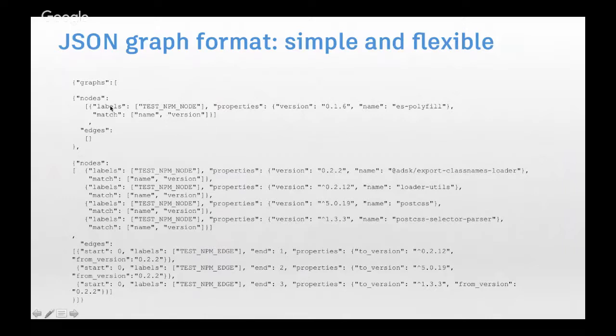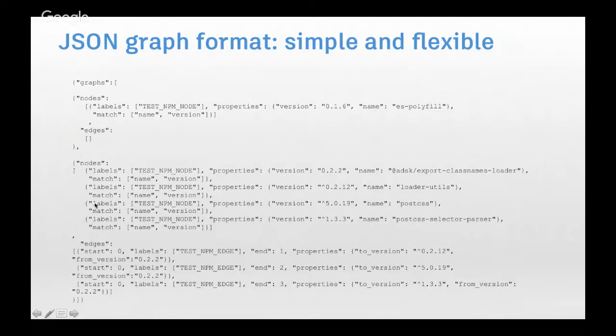The idea here is that you have a notion of a label, right? These are the different categories of the node, so nodes have different categories. In this case, it just says test npm node. If you walk through this example, this is a piece of JSON that represents two graphs. The first graph has one node and its properties: version 0.1.6, name es-polyfill, say. So there's one node and it has no edges. That's the first graph.